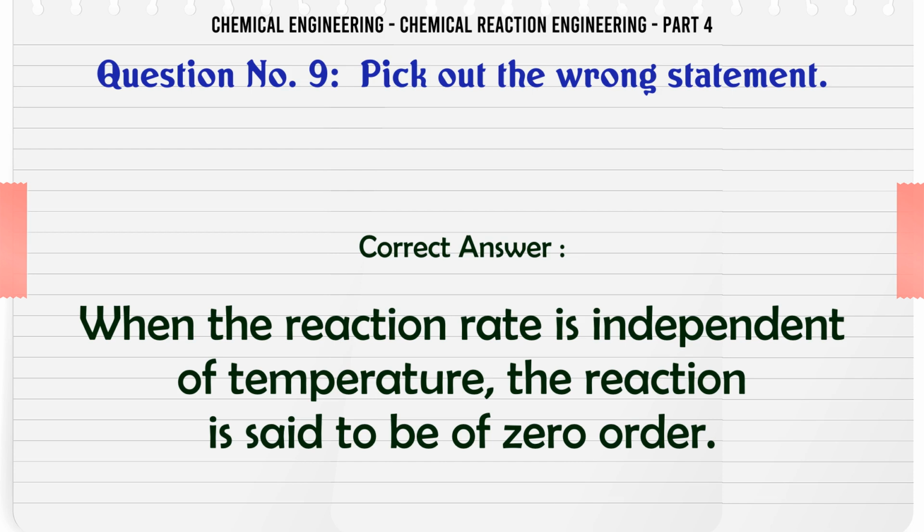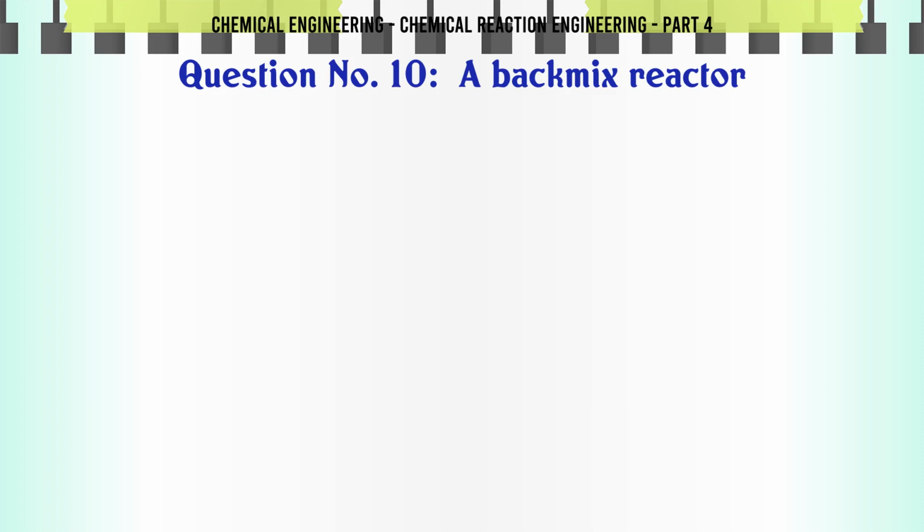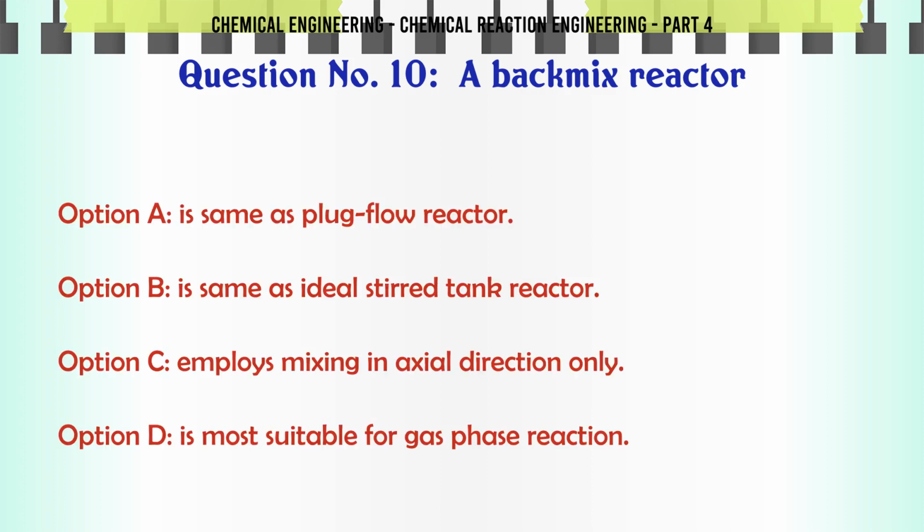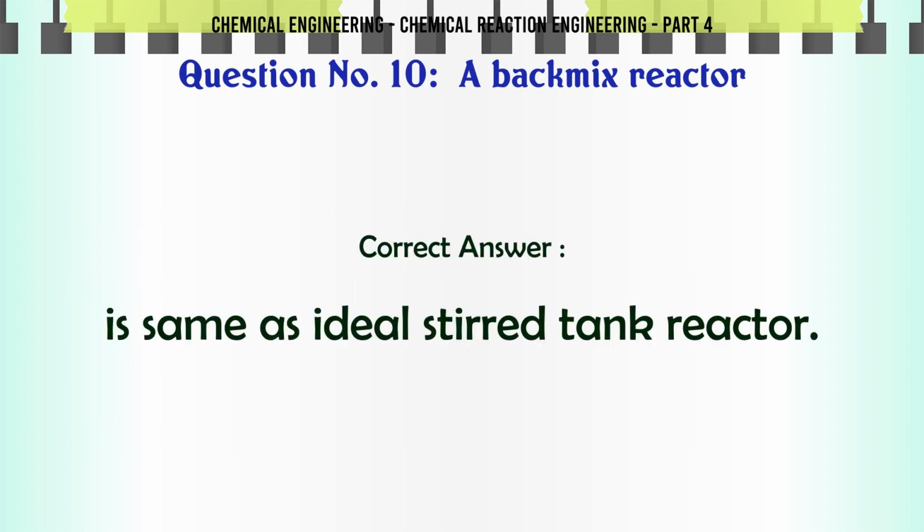A backmix reactor A. is same as plug flow reactor, B. is same as ideal stirred tank reactor, C. employs mixing in axial direction only, D. is most suitable for gas phase reaction. The correct answer is same as ideal stirred tank reactor.